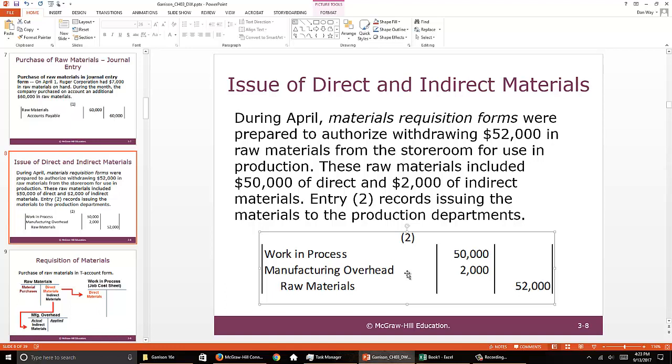So again, manufacturing overhead should be accumulating all of our manufacturing overhead costs in terms of indirect materials, indirect labor, and other, and then we'll worry about assigning overhead to our jobs in just a minute. We finish off that entry with a credit to raw materials for $52,000, again to represent the fact that the materials pile is dropping by a total of $52,000. Again, $50,000 of which are considered direct, $2,000 are considered indirect.